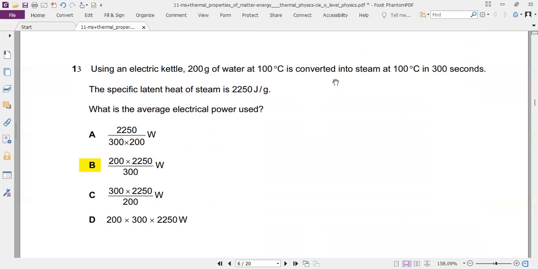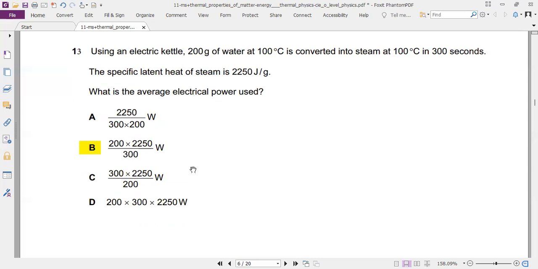200 gram water, 100 converted to 100 in steam in 300 seconds. And this gives us the specific latent heat is this much. So putting the value of specific latent heat gives you the energy. So 200 multiply the energy and divided with the time gives you the power.